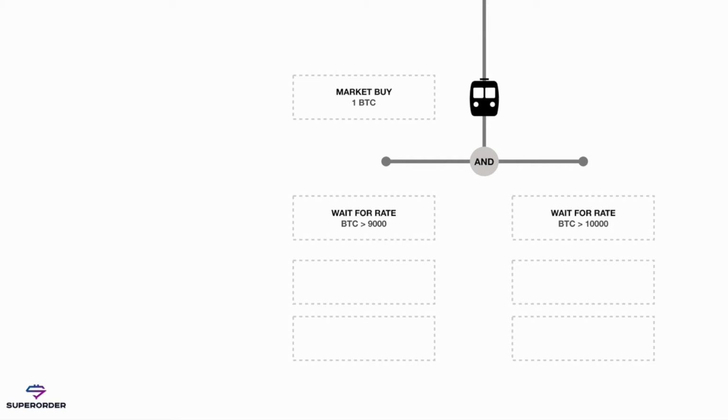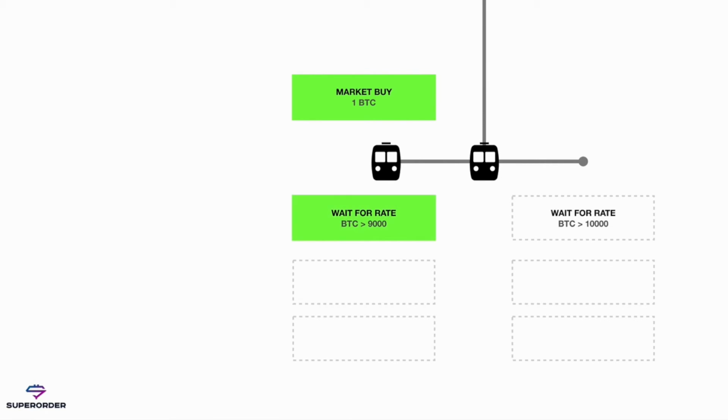Here the elevator is cloned and will go in both directions, which are executed separately. In one direction, we wait for rate at 9K, and in the other direction, we wait for rate at 10K. When the price goes above 9K, the elevator continues in the left direction, following the path of actions there. When the price goes above 10K, the cloned elevator continues in the right direction, independently of the other elevator's action path on the left side.